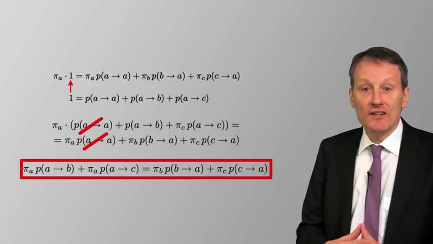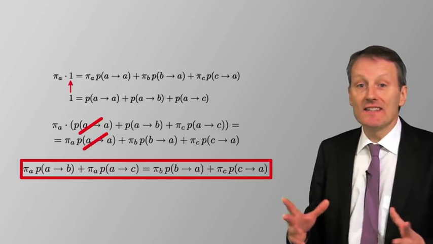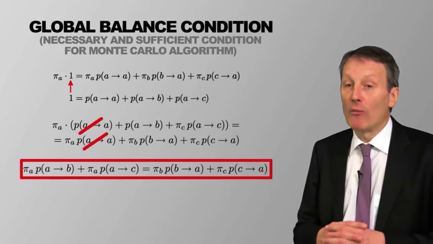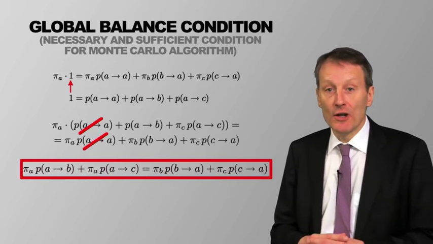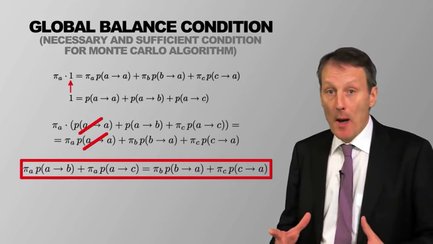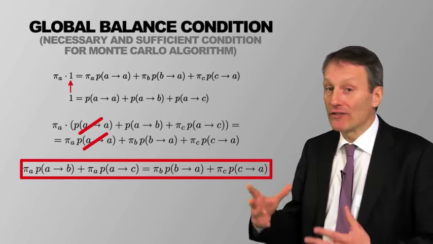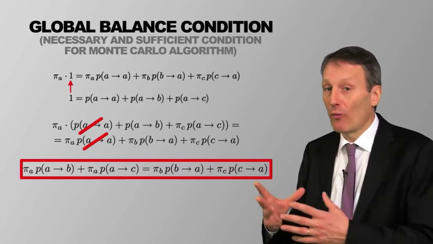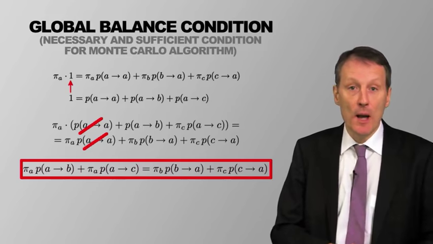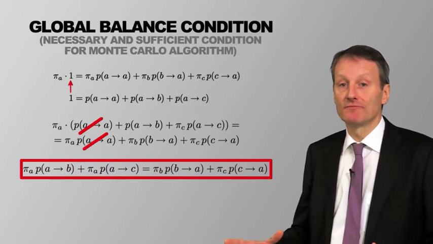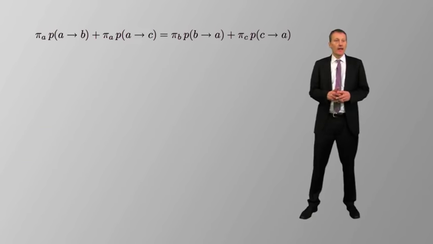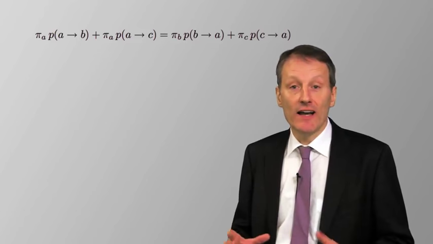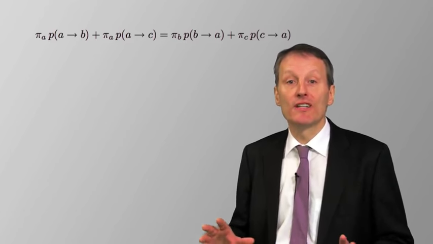this equation, the celebrated global balance condition. Our Monte Carlo algorithm, which is nothing else but the set of transition probabilities from one site to another, must satisfy it. There are many algorithms, even on the 3x3 pebble game, that satisfy the global balance condition.